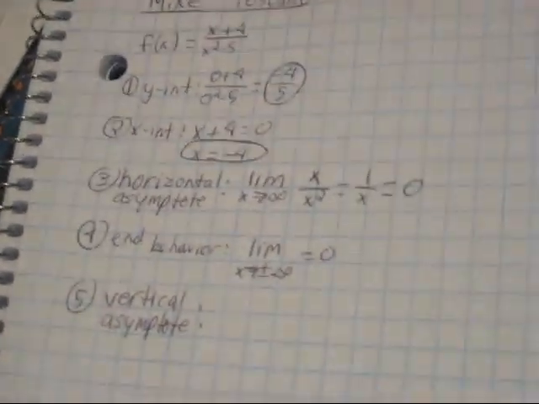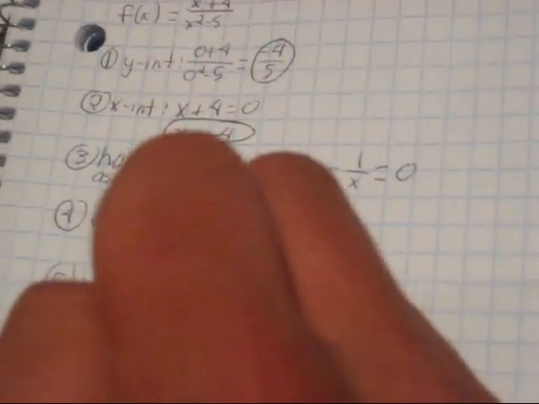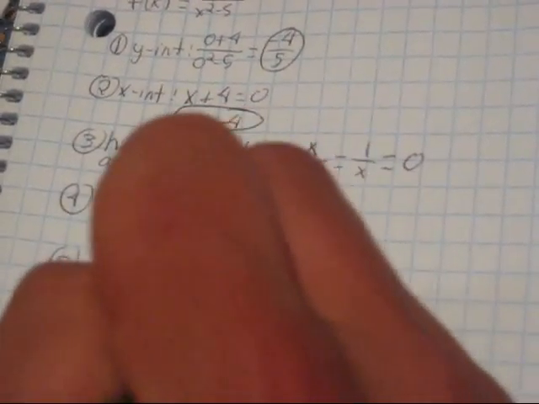The next step would be to find the vertical asymptote, and in order to do that, you have to take the denominator and set it equal to 0. So we're going to have x squared equals 5, so x equals plus or minus radical 5.